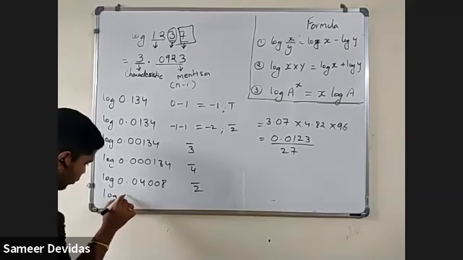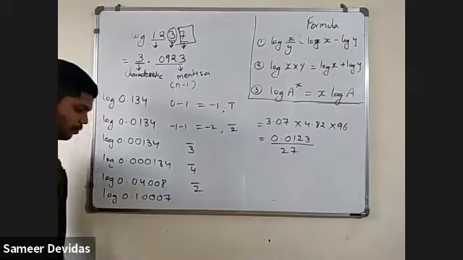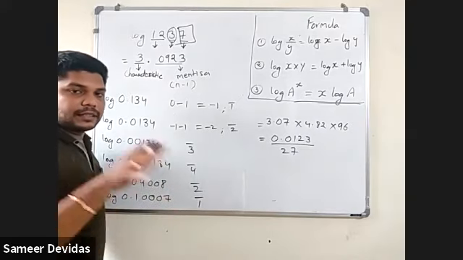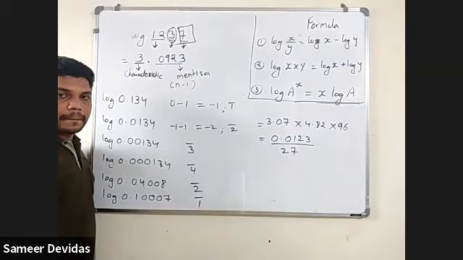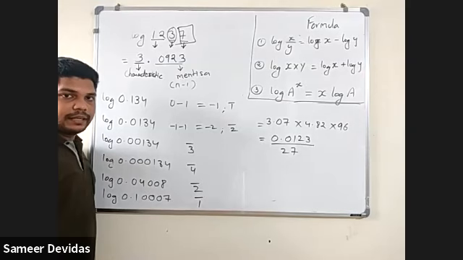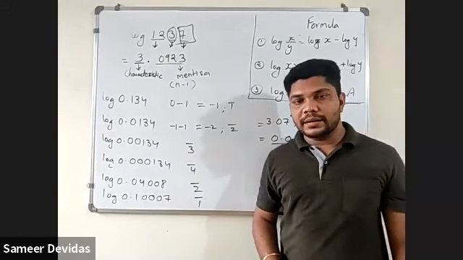Now, if I'm saying log 0.10007, what is the answer for this? Minus 1. So everyone understood now how to find out the characteristic. Any difficulty in this? Anyone have any difficulty? Anything you can ask on this characteristic?